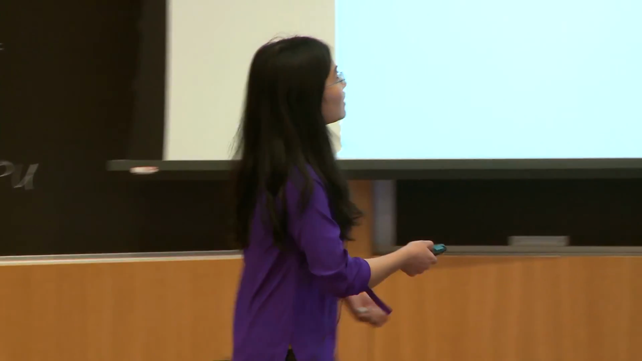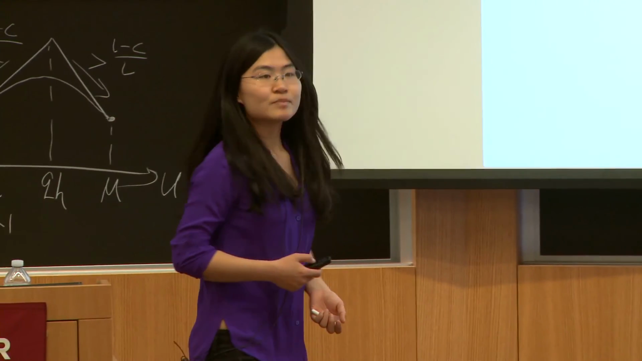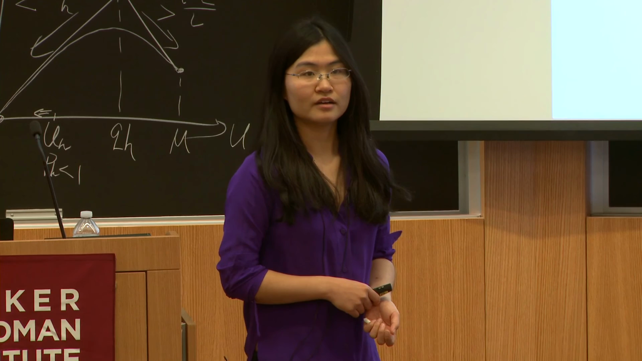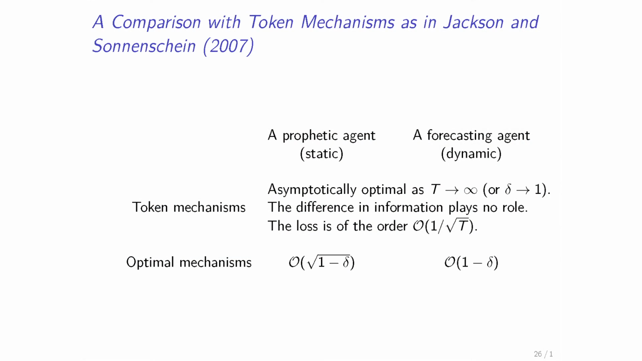So as we take t to infinity, or we take delta to 1, the principal is better off facing a forecaster than facing a prophet. This is because even if we can take advantage of that additional information, the benefit from that additional information eventually vanishes. So we can prove that the rate of the optimal policy is still the same as the token one. So the token one can be improved upon, but only marginally.